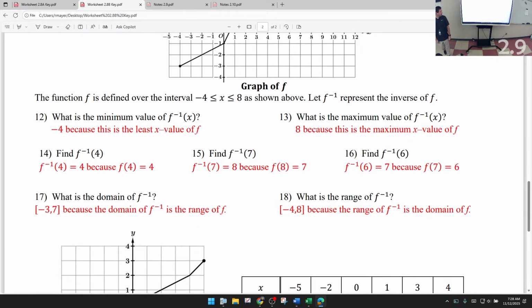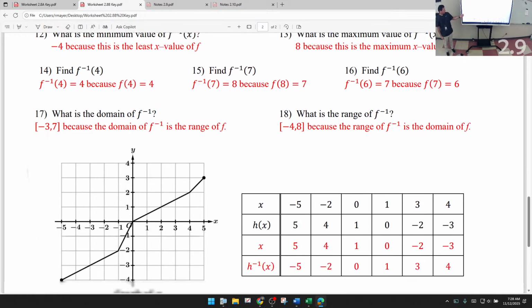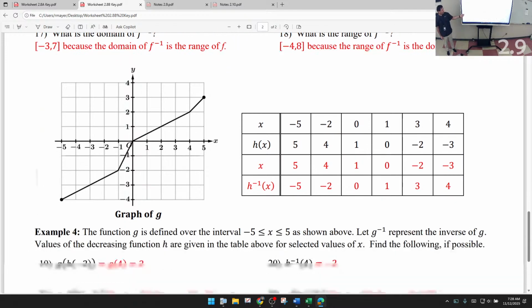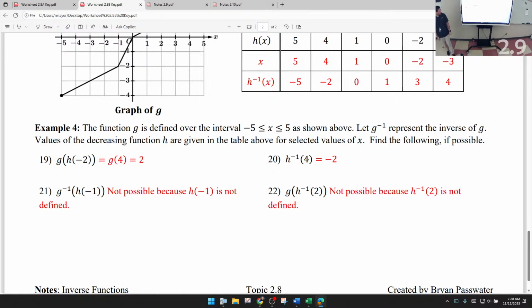$12, negative 4. 13, 8. 14, 4. 15, 8. 16, 7. 17, negative 3, 7, should be brackets. 18, negative 4, 8, brackets. 19, 2. 20, negative 2. 21, not possible. 22, not possible.